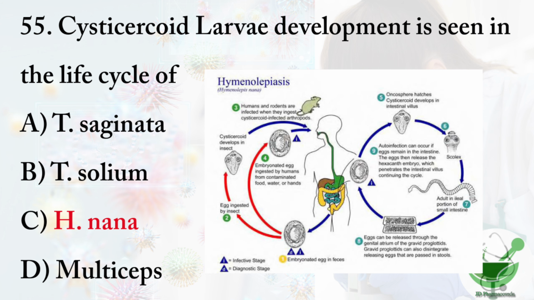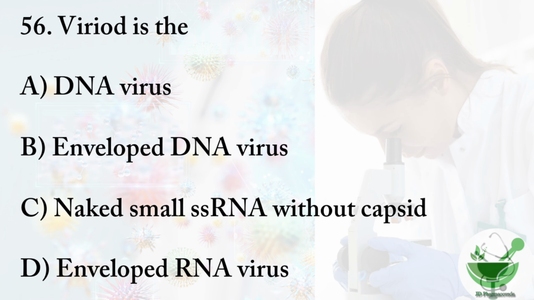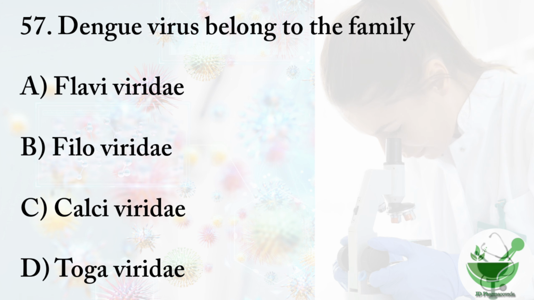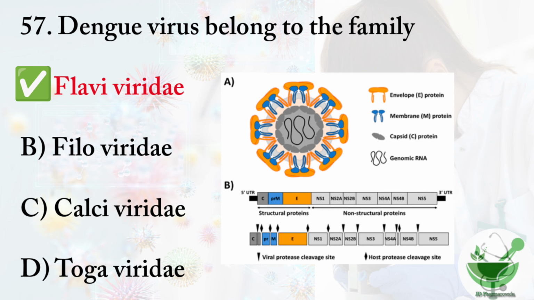Then question number 56, viroid is. The options are option A, DNA virus, option B, enveloped DNA virus, option C, naked small ssRNA without capsid, option D, enveloped RNA virus. So the right option is option C, naked small ssRNA without capsid. Then comes number 57, dengue virus belongs to the family. Option A, Flaviviridae, option B, Filoviridae, option C, Caliciviridae, and option D, Togaviridae. So the right option is option A, Flaviviridae.